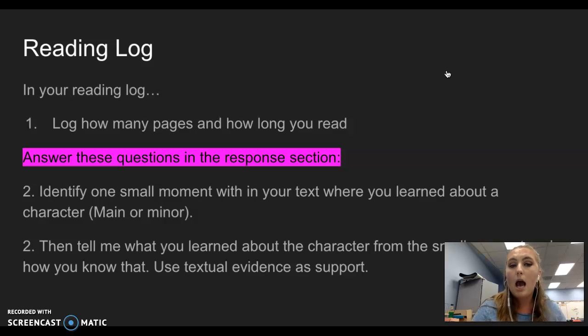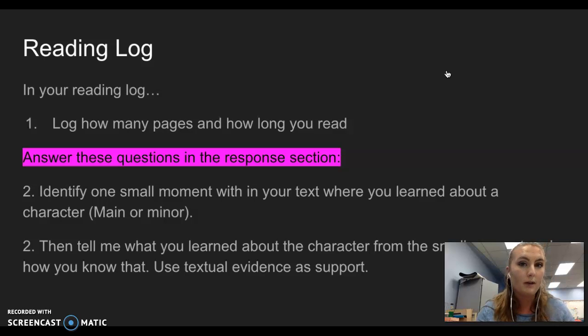Question number 1. Identify one small moment within your text where you learned about a character, main or minor. So it can be a main character or a minor character. Then, after that, tell me what you learned about the character from that small moment and how you know that. So how do you know that they're like that? Give textual evidence as support. So that's what you're doing for the reading log.